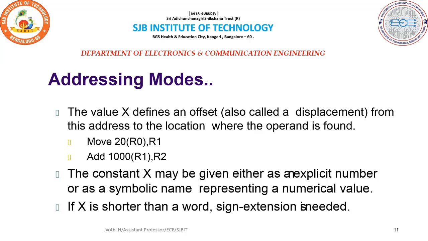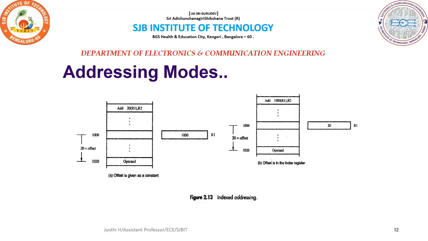The content of X may be either an explicit number or a symbolic name representing the numerical value. If X is shorter than the word, sign extension is needed. So this is the addressing mode, that is, the index addressing.